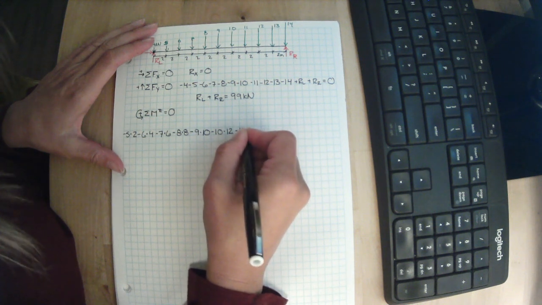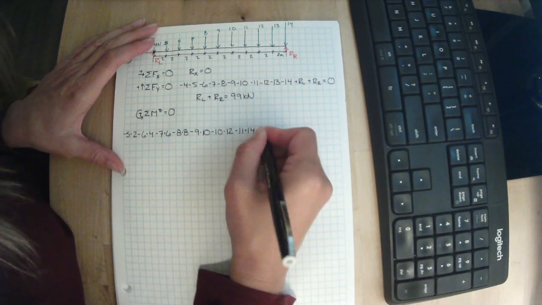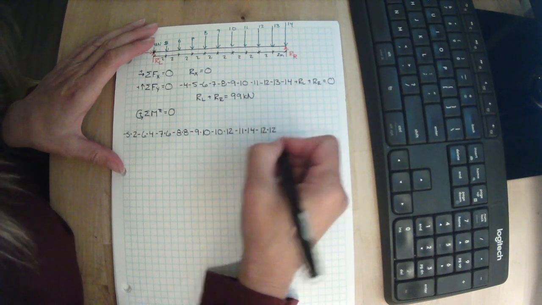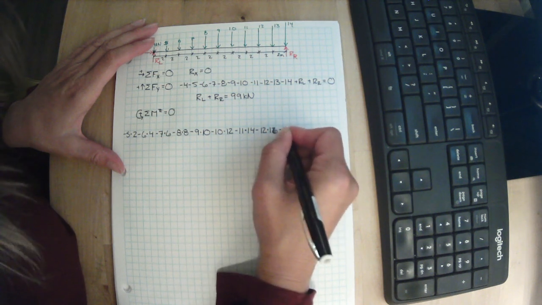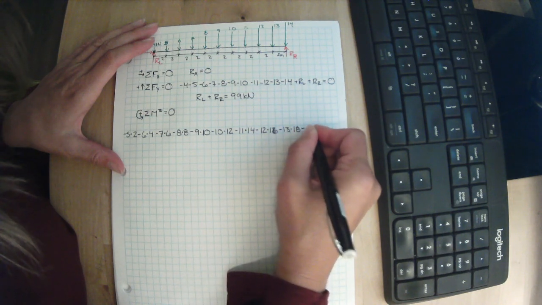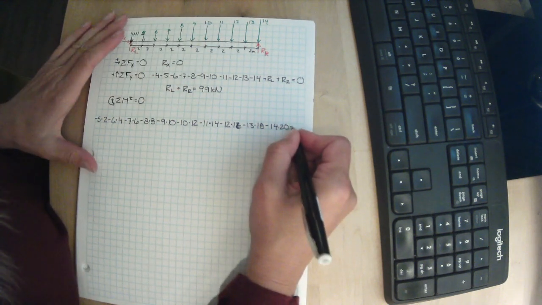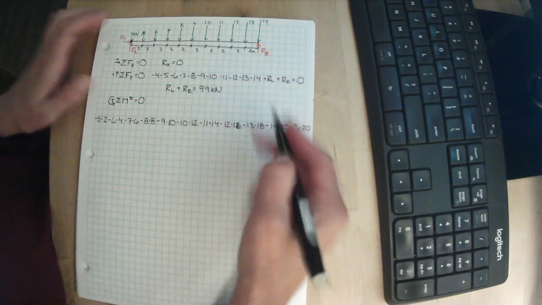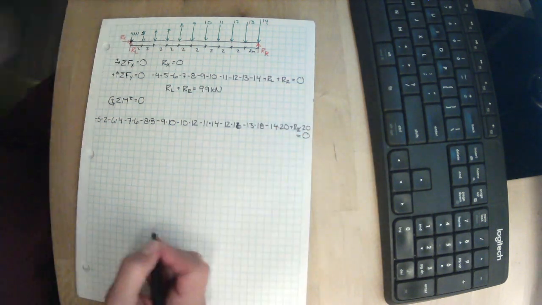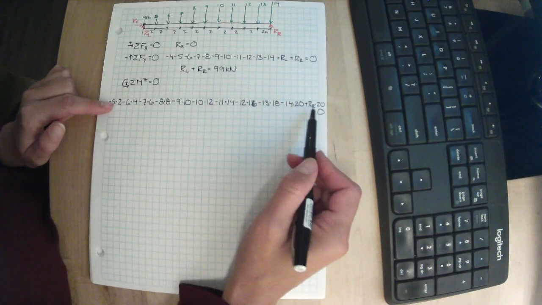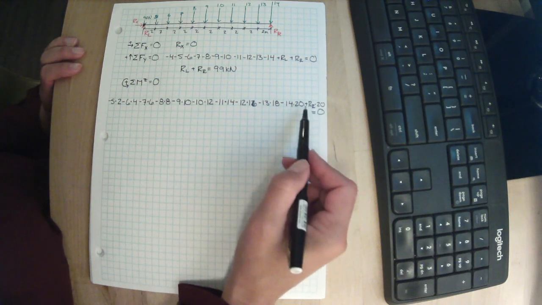Minus 11 times 14 meters. Minus 12 times 16 meters. Minus 13 times 18 meters. Minus 14 times 20 meters. And then we had our RR, which was positive. RR times 20 meters, because it's 20 meters away, equals 0. All right, as long as this equation is, there's only one unknown, RR.